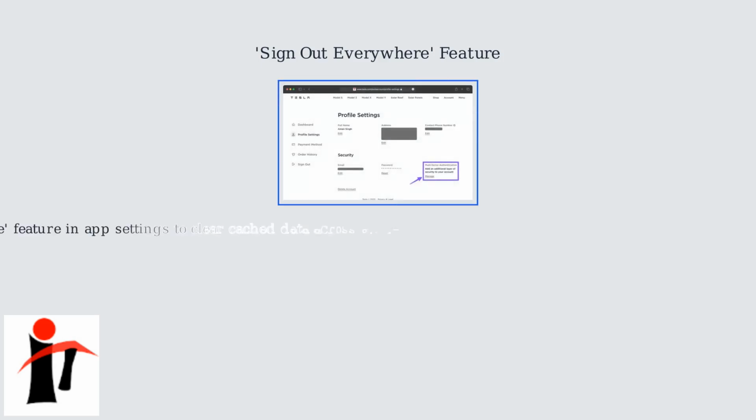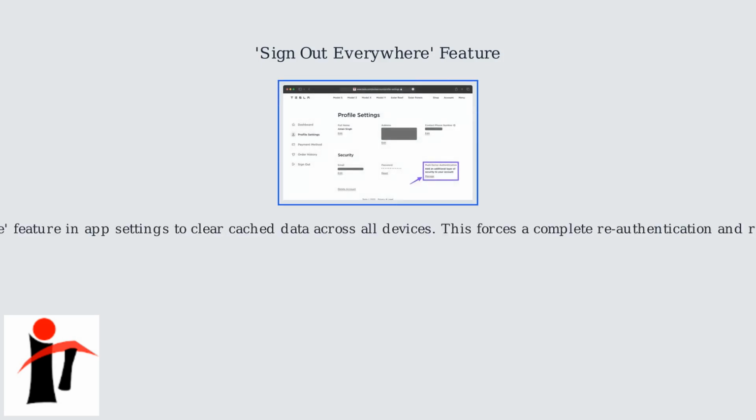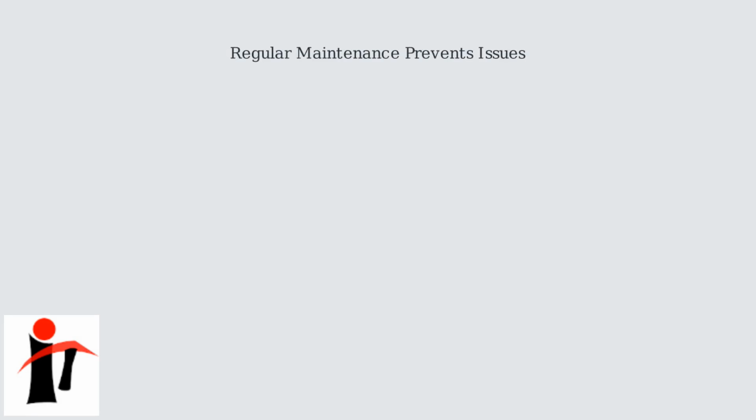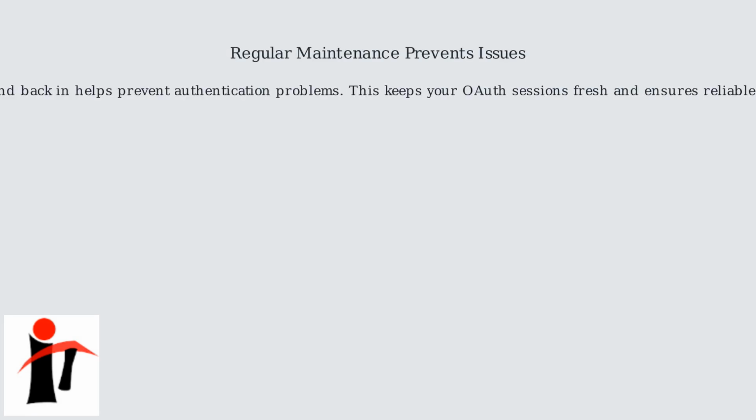For thorough troubleshooting, use the Sign Out Everywhere feature in the Tesla app settings. This clears cached authentication data from all your devices, forcing a fresh OAuth flow that can eliminate sync problems. To prevent future issues, make it a habit to log out and log back in periodically. This routine maintenance keeps your authentication sessions current and maintains smooth sync between the app and your car.